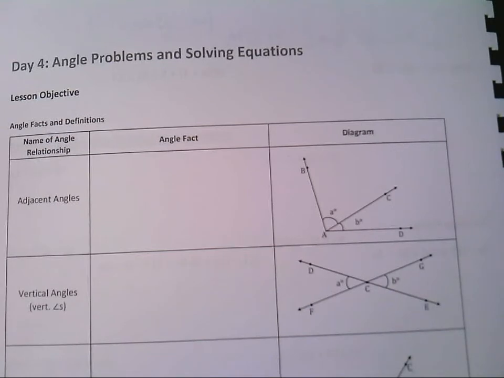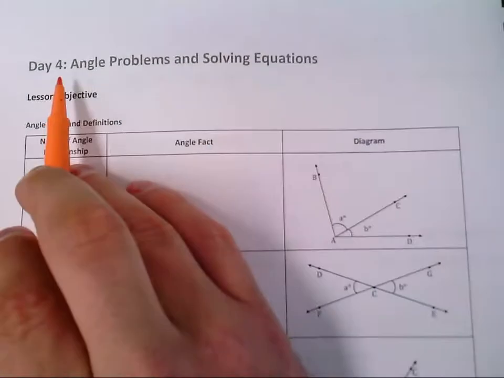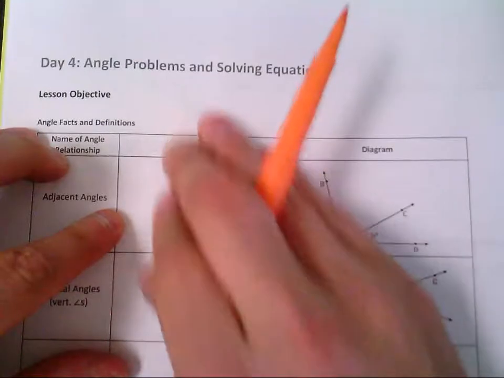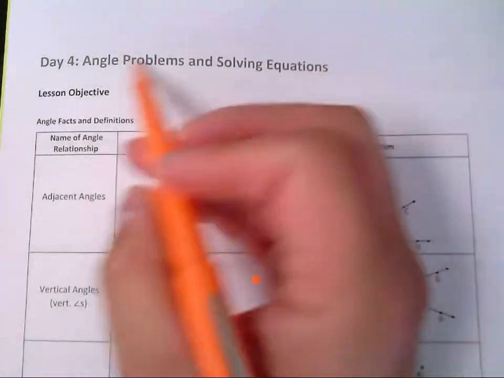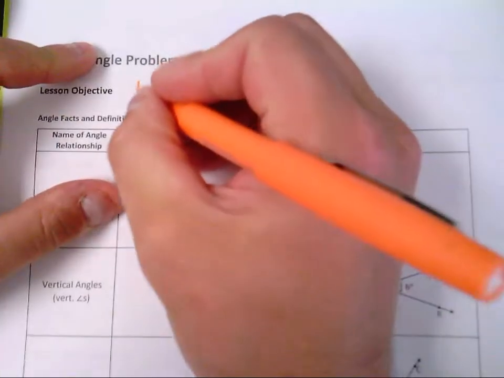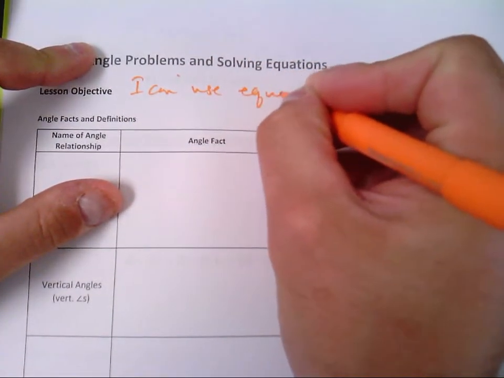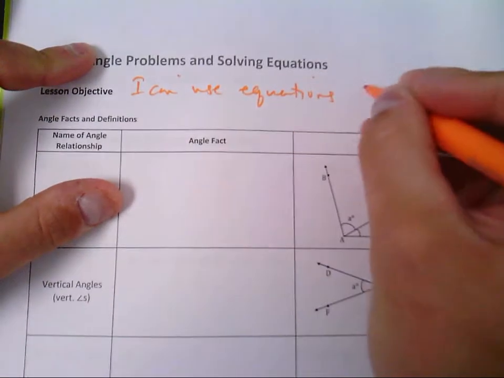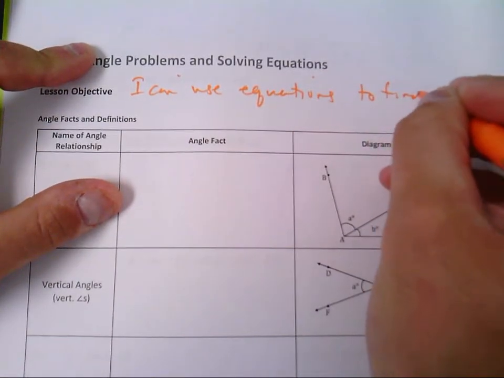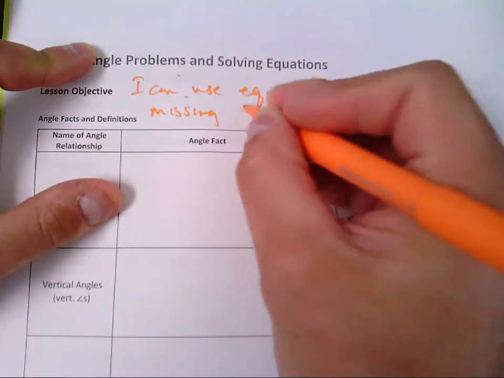This would be day 4 in our equation/geometry little module. We're going to be talking about angle problems and solving equations. So yesterday in Fast and Furious, or previously in Fast and Furious, we just worked on angle problems where we found the missing angles. Okay, today's lesson objective: I can use equations to find the missing angle.